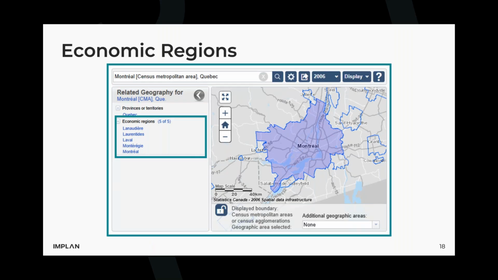And GeoSearch then provides me a list of economic regions. One of the interesting things we can see here is one of the characteristics of these economic regions is that they may divide census metropolitan areas, right? So we see here that the census metropolitan area of Montreal is split up across 5 different economic regions. And now, if we were to open up our economic regions in IMPLAN, we would see these 5 and be able to select them for our analysis.